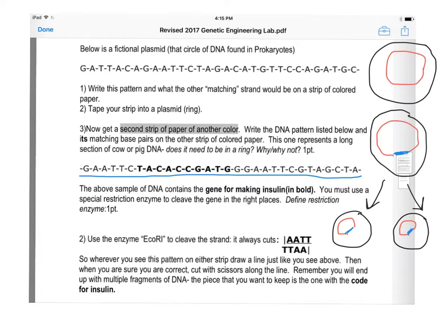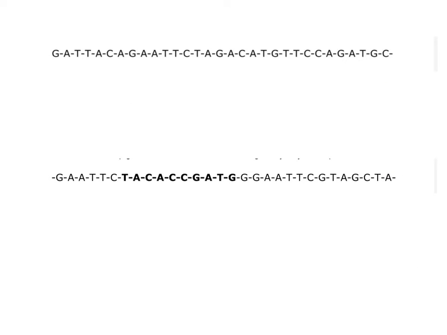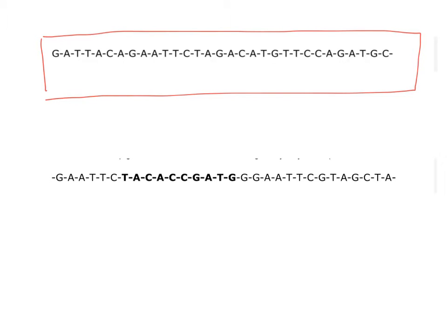So in this activity, you're going to be asked to make a plasmid and show how a plasmid can be cut with an enzyme and how we can insert a new gene of interest into that plasmid. So the first step, you're going to take one of your colored pieces of paper, and let's say you had a red piece of paper. This strand of DNA is going to represent the DNA found in the plasmid, and the plasmid is the DNA of the bacteria. So write the exact same sequence that's right here onto your first strip of paper.